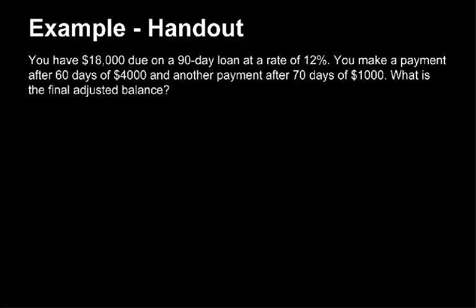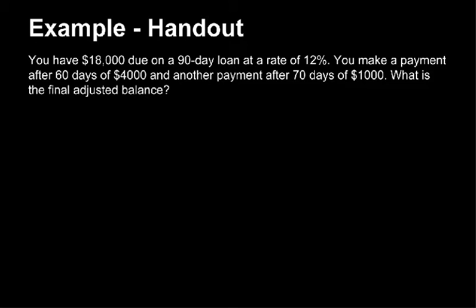Okay, now on this next problem, it's a little bit more complex, only because we added another payment. So there's two partial payments here. It says you have $18,000 due on a 90-day loan at a rate of 12%. You make a payment after 60 days of $4,000 and another payment after 70 days of $1,000. What is the final adjusted balance?